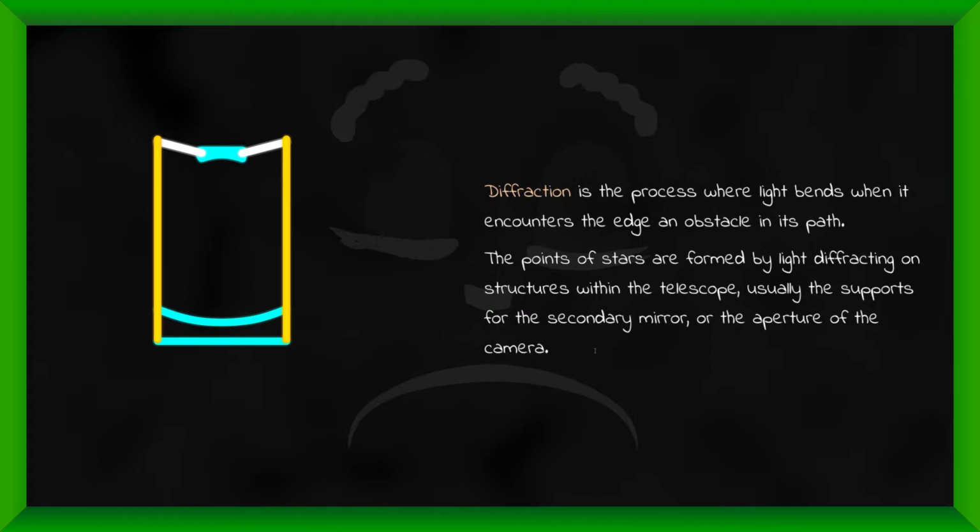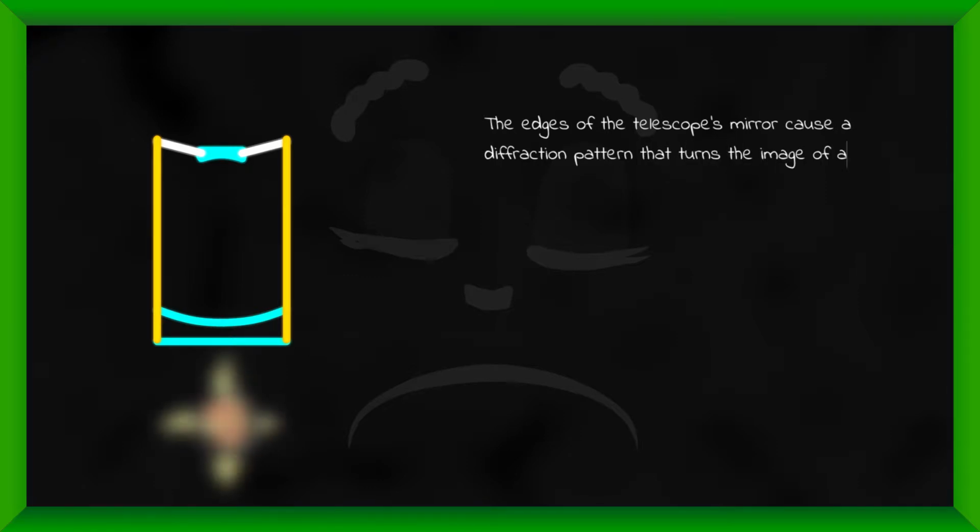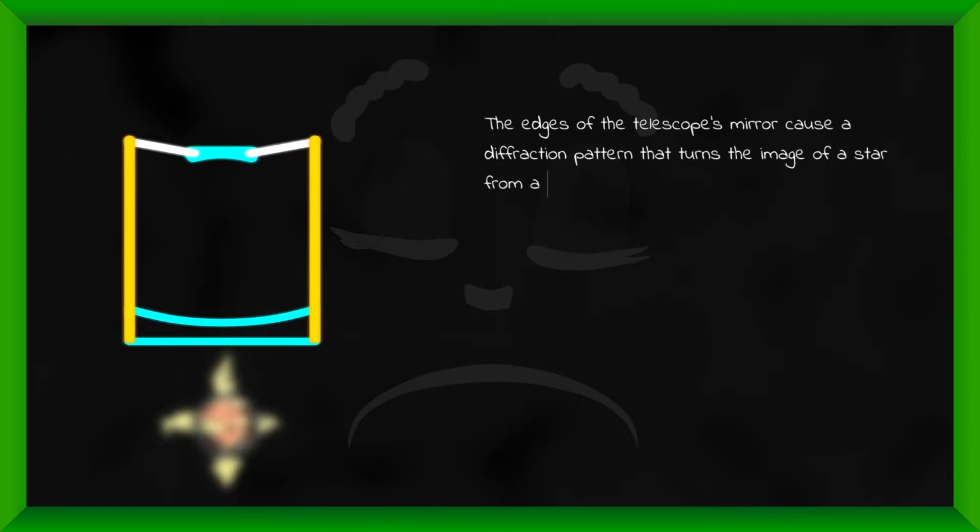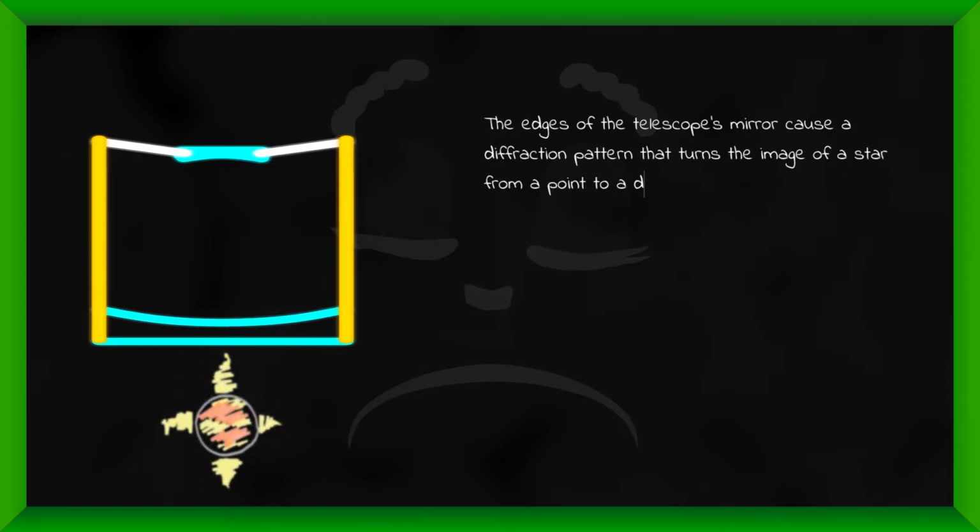The second way that diffraction affects the image is by blurring it. This is due to the diffraction from the edges of the telescope's main mirror, or lens, or whatever the collecting area is. As a result of this, telescopes with a larger diameter will cause less blurring and therefore allow smaller objects to be resolved.